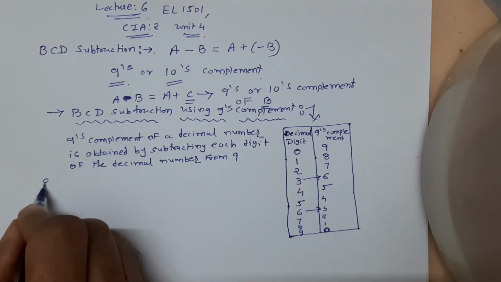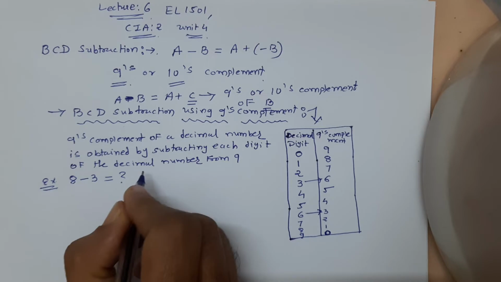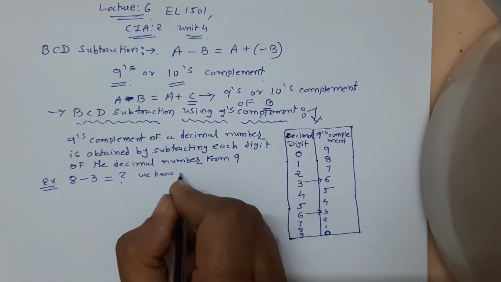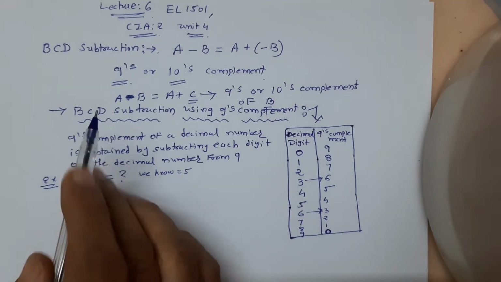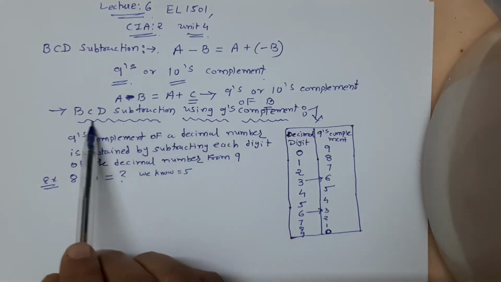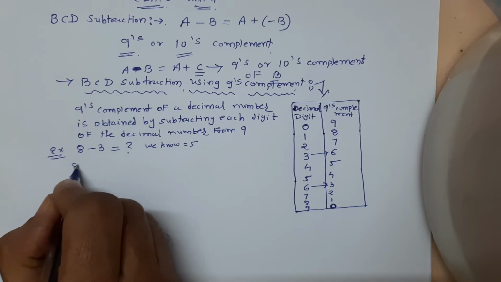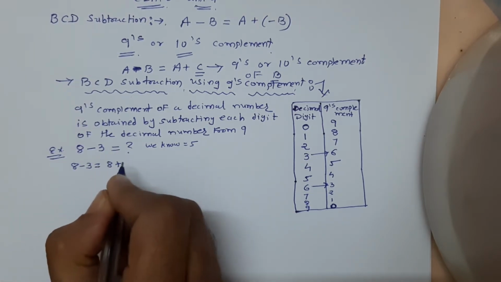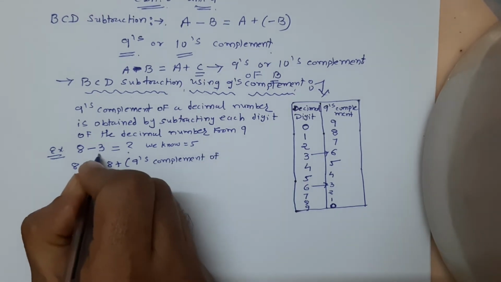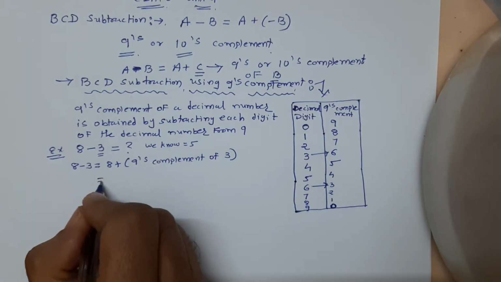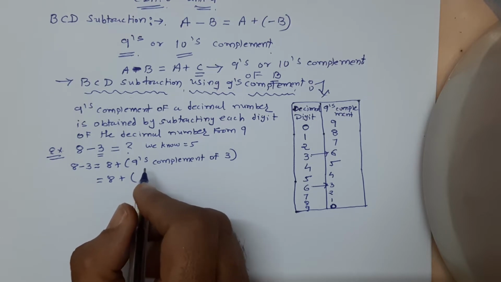So, our example is 8 minus 3. We know that 8 minus 3 is equal to 5, right? So, we find the answer with the help of BCD subtraction using 9's complement. 8 minus 3 is equal to 8 plus 9's complement of 3. The 9's complement of 3 is 9 minus 3, that is equal to 6.